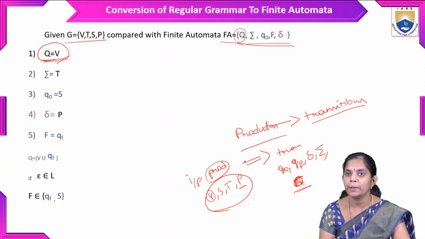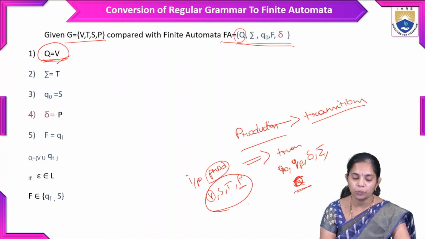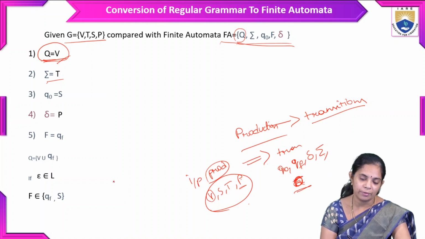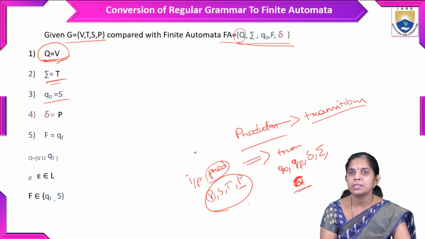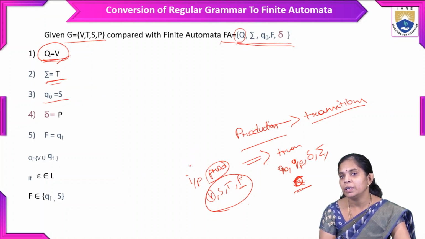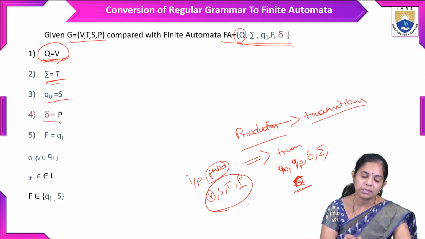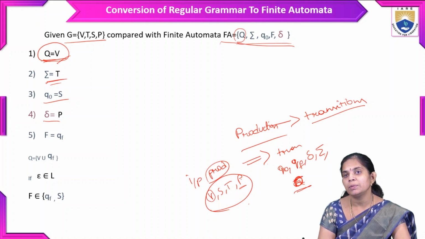So here we need to compare both. Q is equal to V, and now sigma is equal to T. Whatever strings we have in the production rules are represented by sigma. Sigma is nothing but the terminals, and Q naught is the starting symbol. We need one initial state, and in the grammar we also have a starting symbol, so we need to equalize these two. And delta is equal to P. Delta is nothing but a transition.